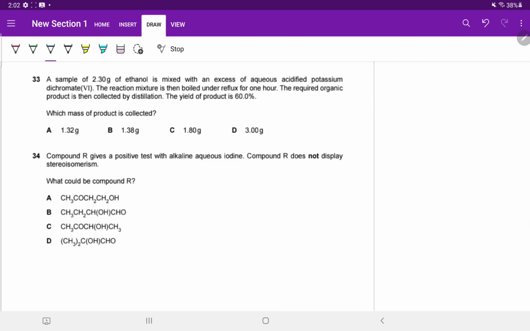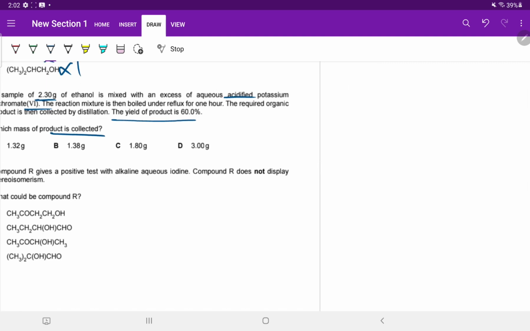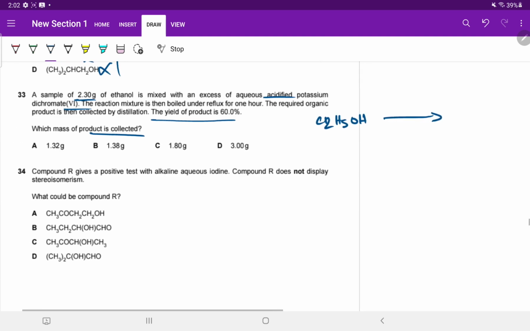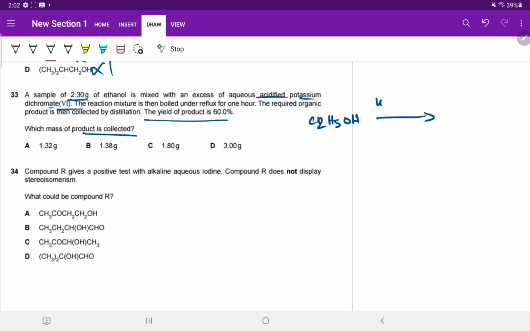Question number 33. A sample of 2.3 grams of ethanol is mixed with excess aqueous acidified potassium dichromate. The reaction mixture is then boiled under reflux for 1 hour. The required organic product is then collected by distillation. The yield of the product is 60%. Which mass of product is collected? So let's write our equation. They have said that ethanol, which is C2H5OH, is reacted with acidified potassium dichromate, not manganese, it's dichromate, so K2Cr2O7.